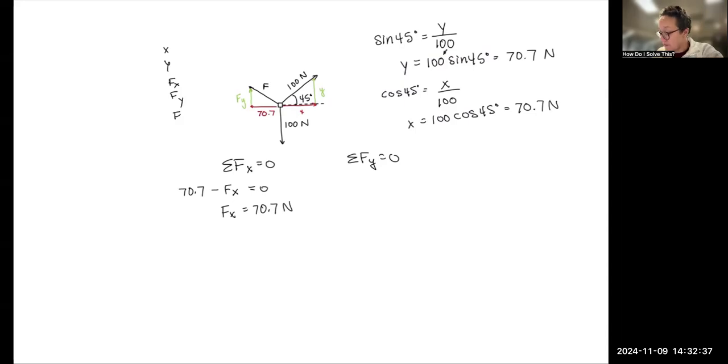In the y direction, we have a little bit more going on. We have Fy pointing up. We have 70.7 pointing up. And we have 100 pointing down.